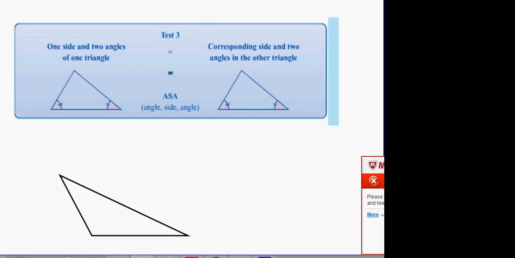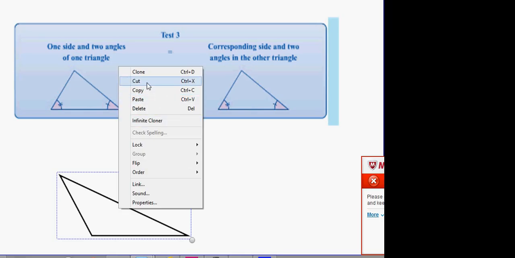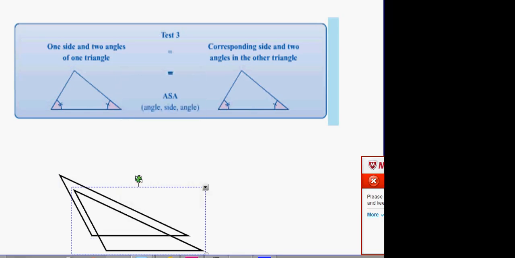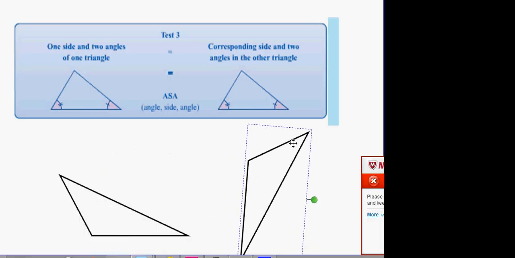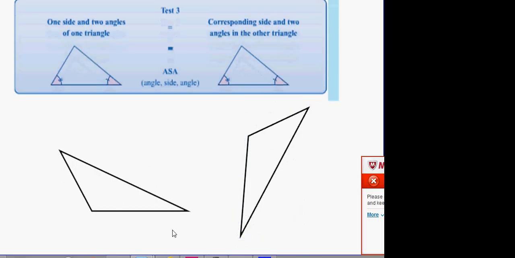Okay? Here's one here. Once again, I'm going to clone it and just spin it around to make it look different. That's all they do in your book. And then once I've done that, I'm going to label them like I did last time. Now this time I'm not going to use numbers. I'm going to use signs to show that they're the same. So I'll show you now.